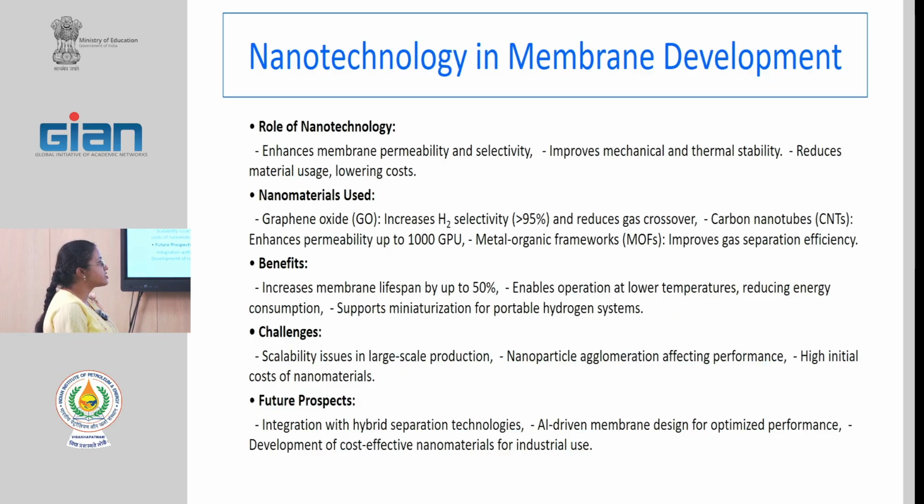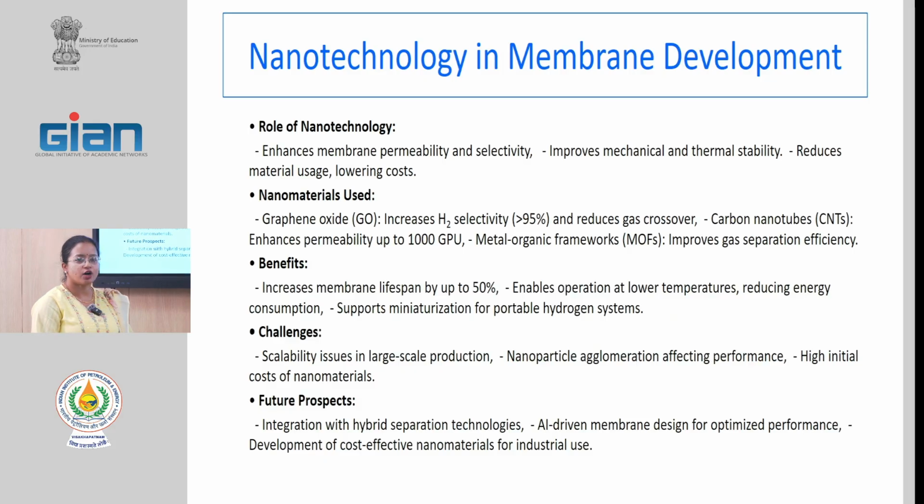We can use graphene oxide. It enhances the hydrogen selectivity. We can use carbon nanotube. You can use MOFs. MOFs are a very popular choice nowadays for increasing the gas separation efficiency. It enhances the lifespan, which is a significant improvement over polymeric membranes. It enables operation at lower temperature and reduces energy consumption, significant improvements over inorganic membranes.